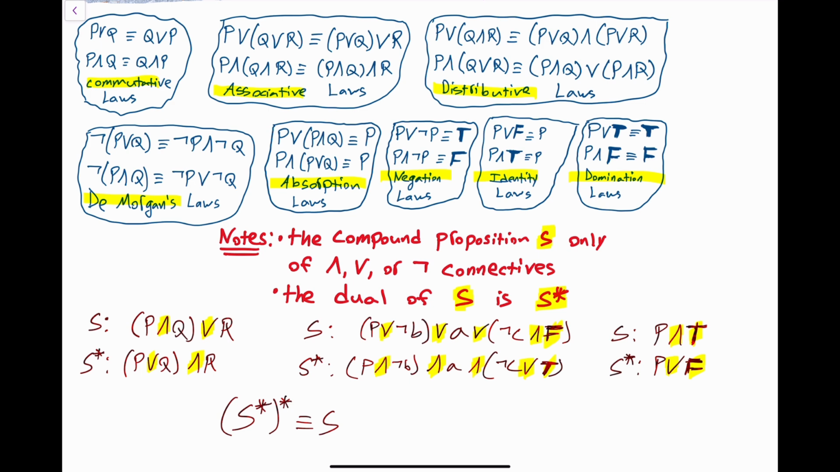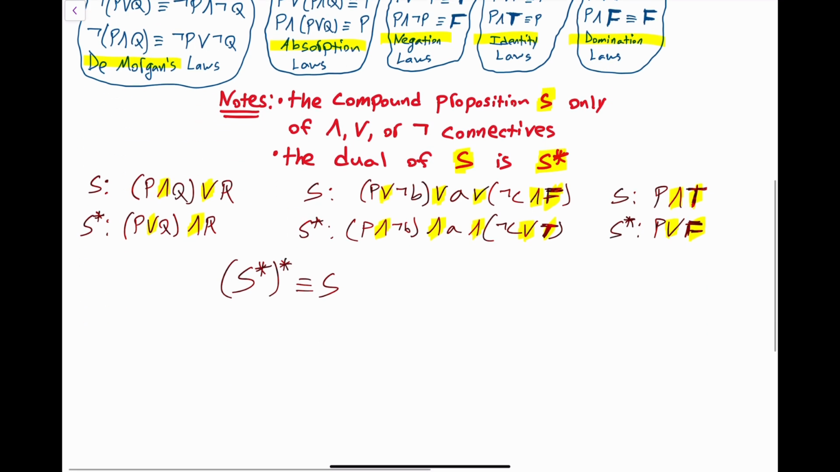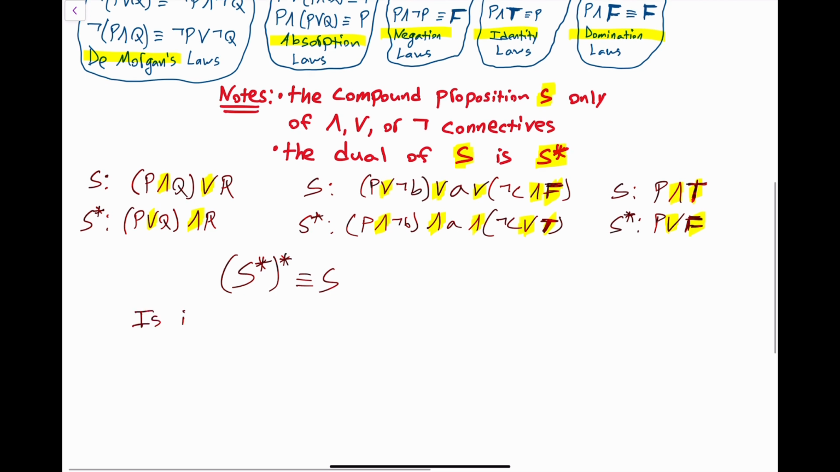So for example, the commutative law. There's that, and there's this. They're duals. We can ask questions such as, is it possible that S is logically equivalent to its dual? And if you think about it, the answer is yes, it is possible.